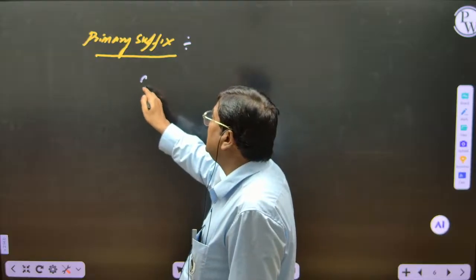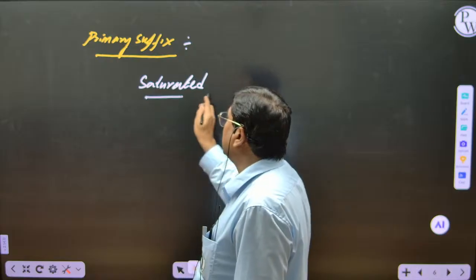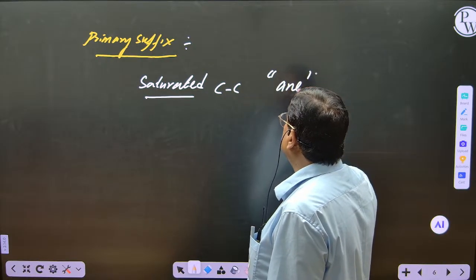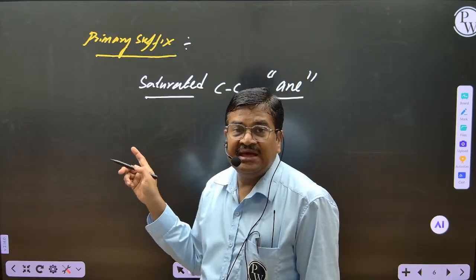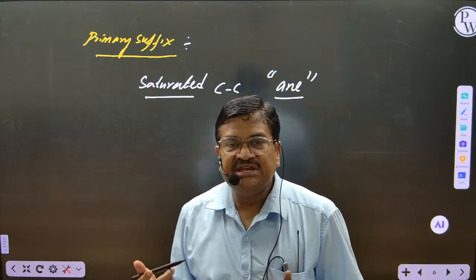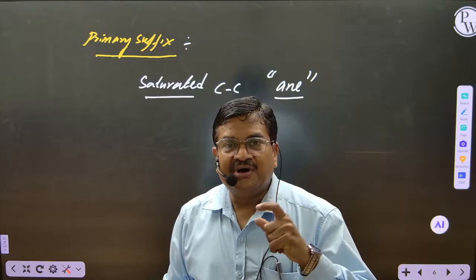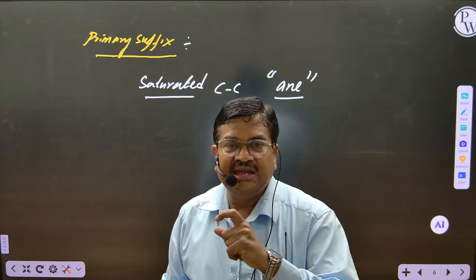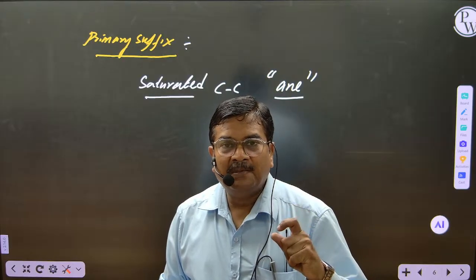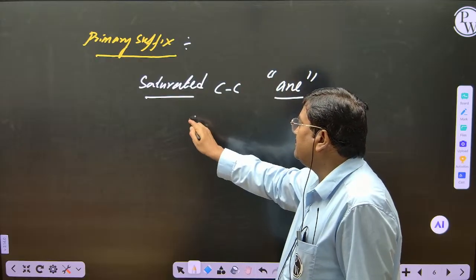If it is saturated, saturated means what? It contains only single bond. Then we add the suffix ane to the word root. Suppose two carbons with single bond are there. What do we call two carbon? Eth, followed by ane. Ethane. Suppose three carbons are there. What should I call the word root? Prop. Word root is followed by ane. Propane. Understood? So I write for your understanding.